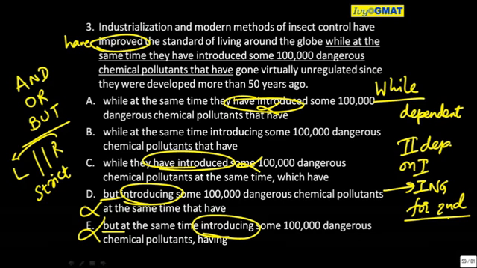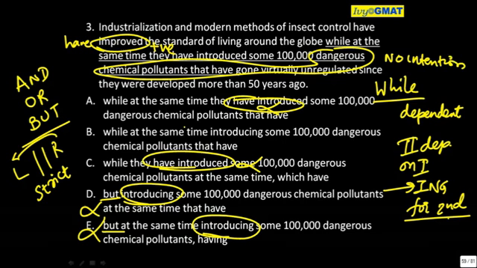I want to introduce a modern method. Positive intention. So whatever positive result is coming, so they have improved. This is anyway a positive result. But at the same time they have introduced dangerous pollutants. This is my intention or no intention? There is no intention. It's an offshoot or is it an independent thing?